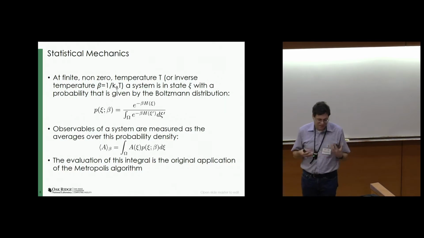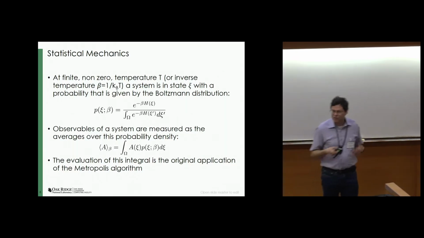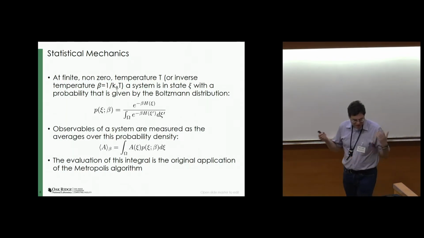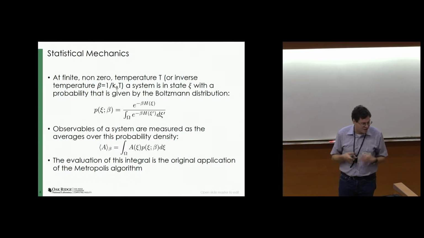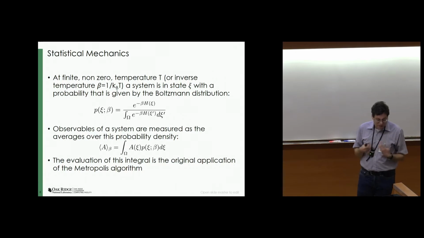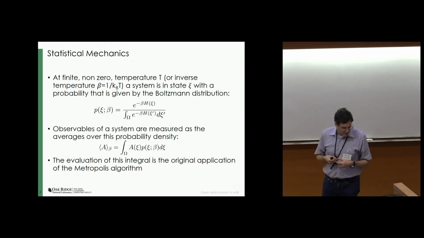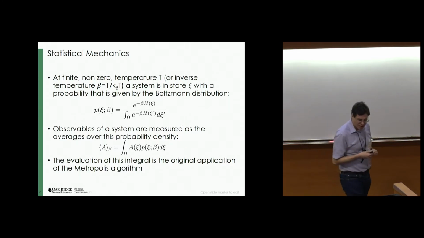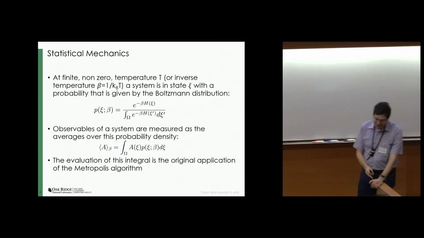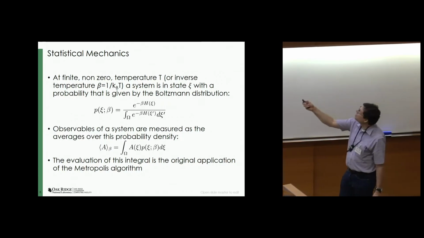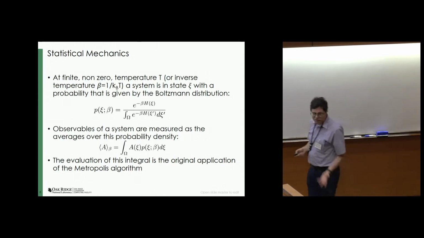Now, this is something that is not really very useful for understanding what a system really does at finite temperatures, 300 Kelvin, 270 Kelvin or so. So at a finite non-zero temperature, a system is in some state out of this phase space, and the probability to be in a given state is given by this Boltzmann distribution, which depends on the energy, and beta is the inverse temperature.